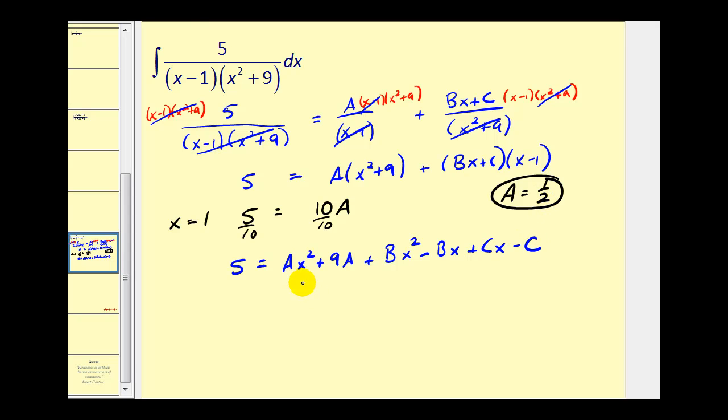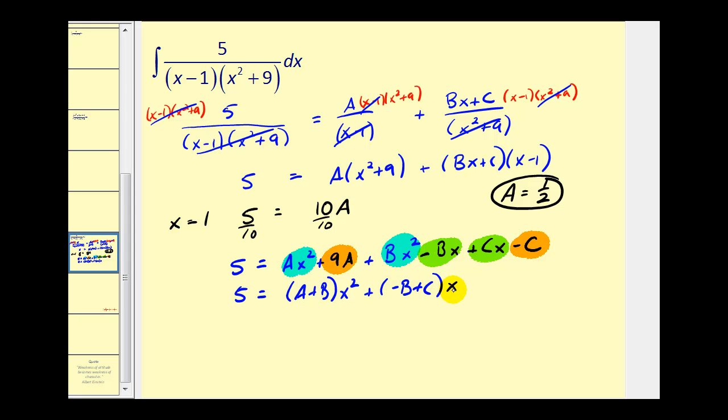Let's identify the like terms based upon the powers of x. So here we have an x squared term and an x squared term. Here we have an x term and an x term, and these would be the constants. So we have 5 equals quantity A plus B times x squared plus negative B plus C x and then plus 9A minus C.